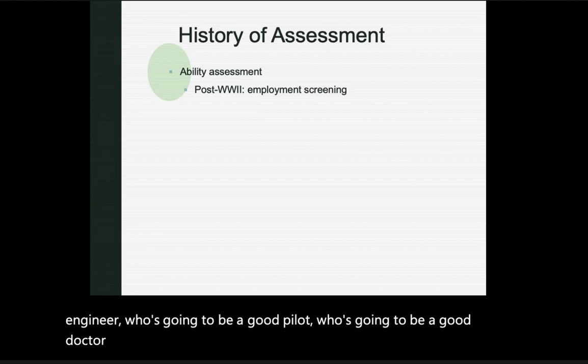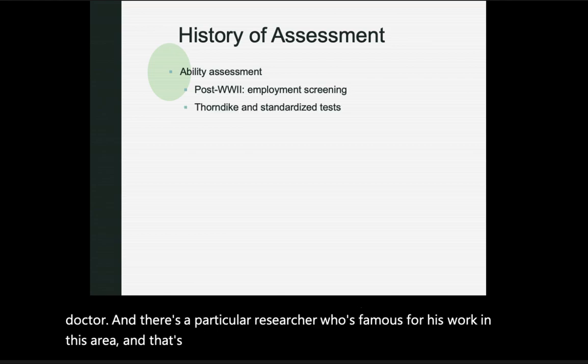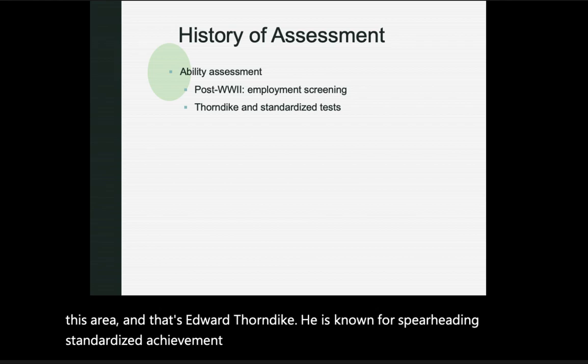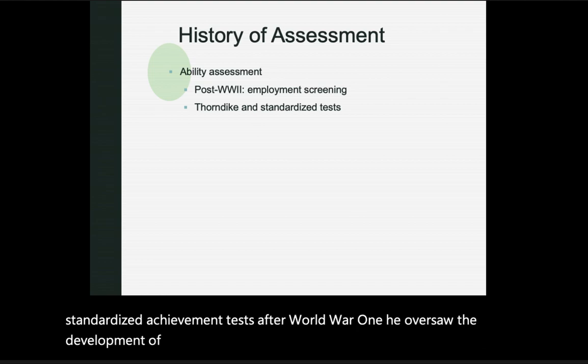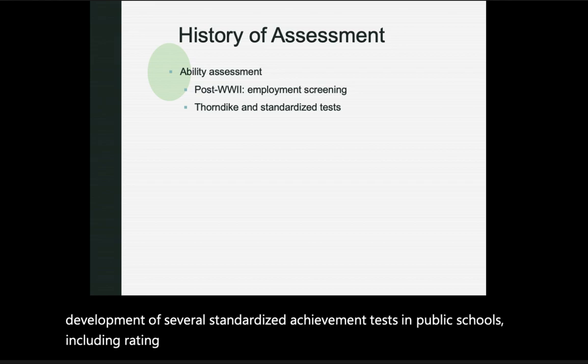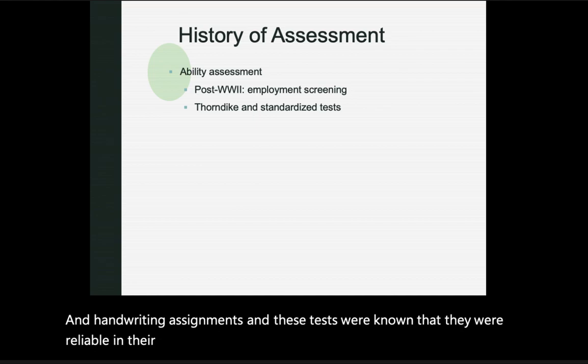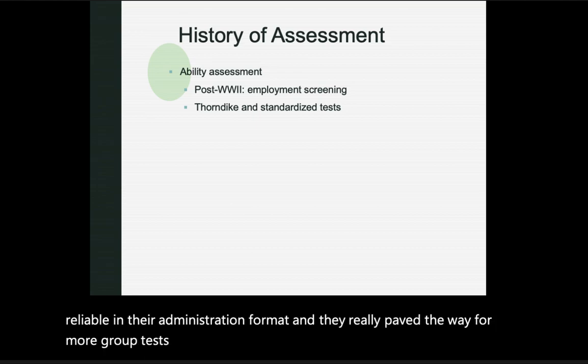And there's a particular researcher who's famous for his work in this area, and that's Edward Thorndike. He is known for spearheading standardized achievement tests after World War I. He oversaw the development of several standardized achievement tests in public schools, including rating scales, spelling tests, arithmetic reasoning, and handwriting assignments. And these tests were known that they were reliable in their administration format, and they really paved the way for more group tests that we know today.